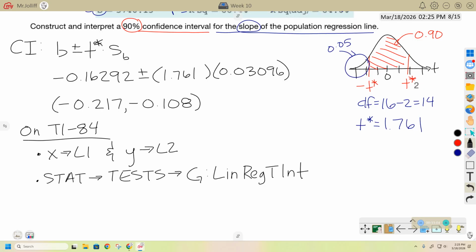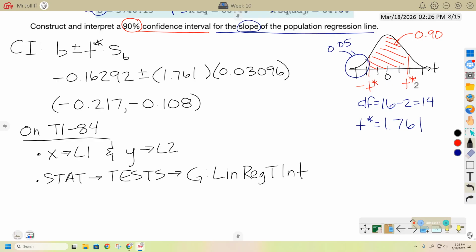LinRegTInt. And LinRegTInt is going to ask you where you put your X and Y values. It's going to ask you for frequency, which should stay 1. Don't touch that frequency number. It's going to ask you for a confidence level, 0.9. And then you would run that command on your list of data, and it would spit out exactly that, because I ran it this morning with my second period. So if you want to check data in the calculator, LinRegTInt.